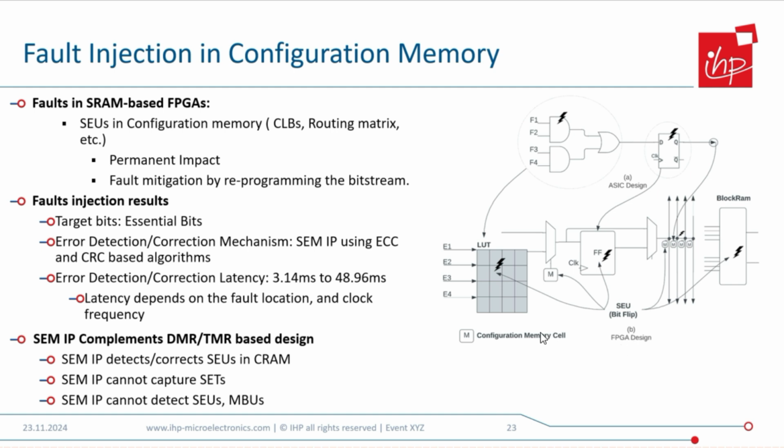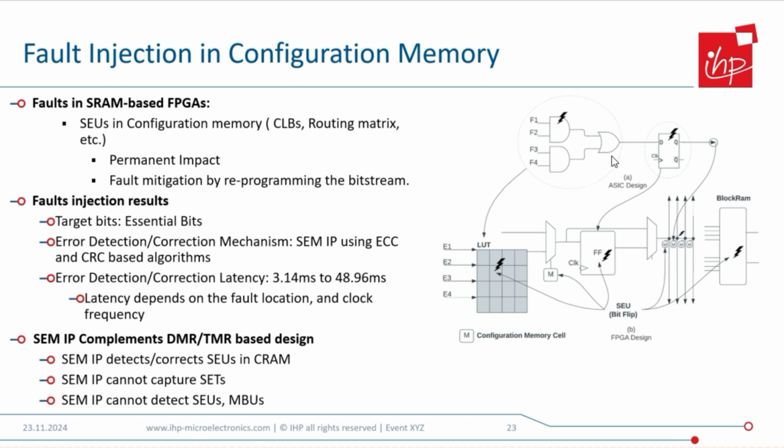So in FPGAs, if a fault is happening in the configuration bit stream of the FPGA, it has a permanent impact, because configuration memory is like a memory, and if an FPGA fabric is huge, so if a fault is happening there, it leads to a permanent impact. And in that case, fault mitigation happens usually by reprogramming the bit stream, right?